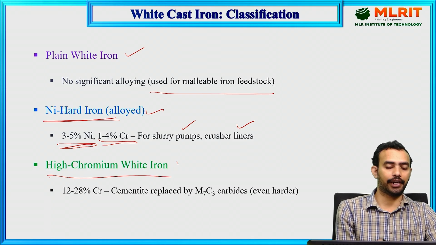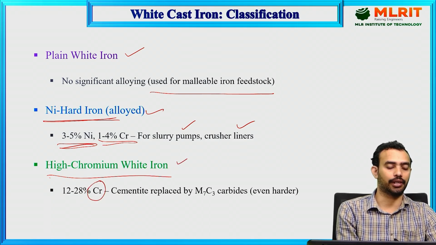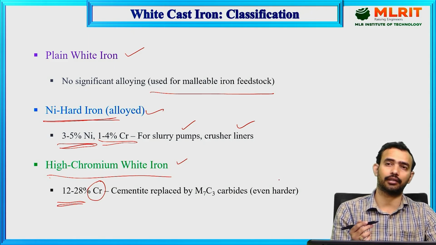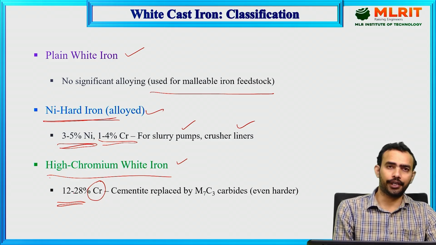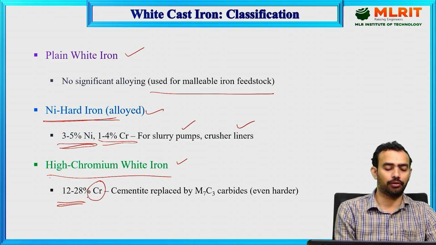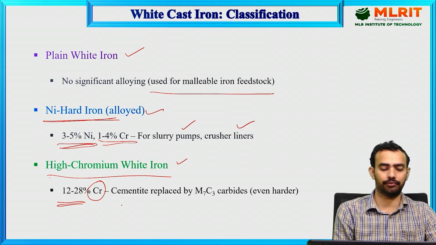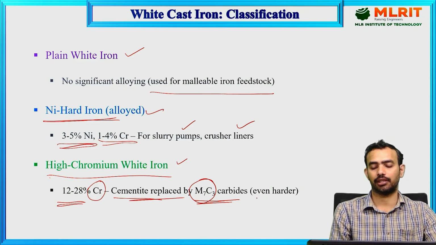And we have another variety, as discussed, that is high chromium white iron, where chromium ranges from 12 to 28 percent. It is very high, even higher than the stainless steel composition. So 12 to 28 percent chromium is added to produce high chromium white iron, where cementite is replaced by M7C3 carbides. It is even harder than the cementite.